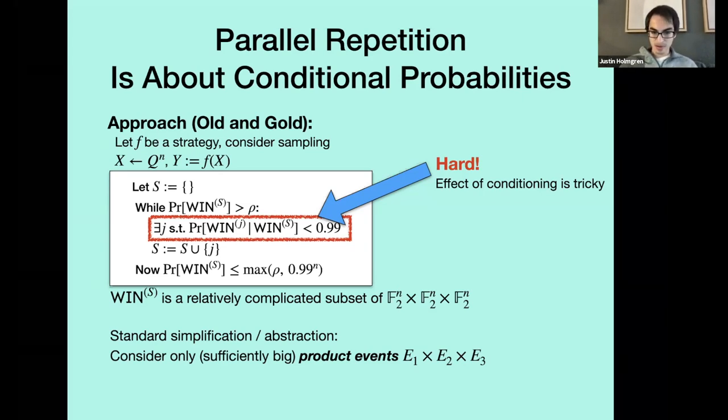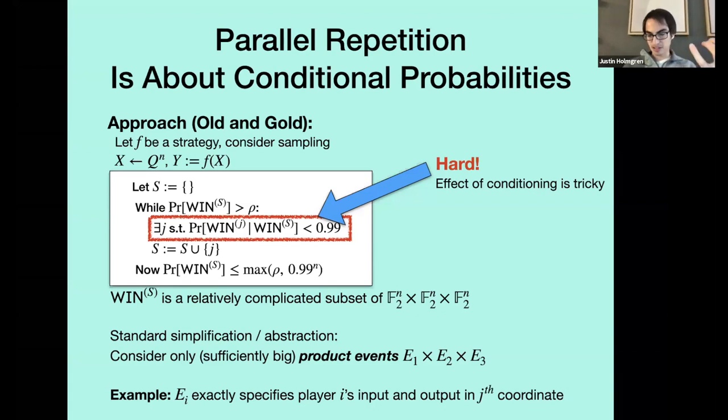So for example, once we've fixed a strategy that we're considering, we could have E_i be that in some particular coordinate, the ith player's input is some particular value and their output is some particular value, because the output just depends on their input once we fix the strategy. And actually, this kind of event is the reason that it suffices to just consider product events, because the event of winning in S coordinates is the union of a relatively small number of events like this.